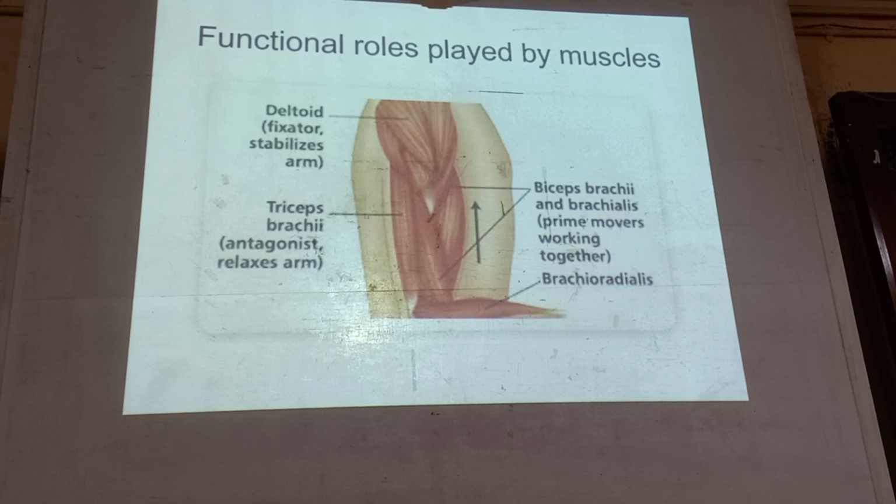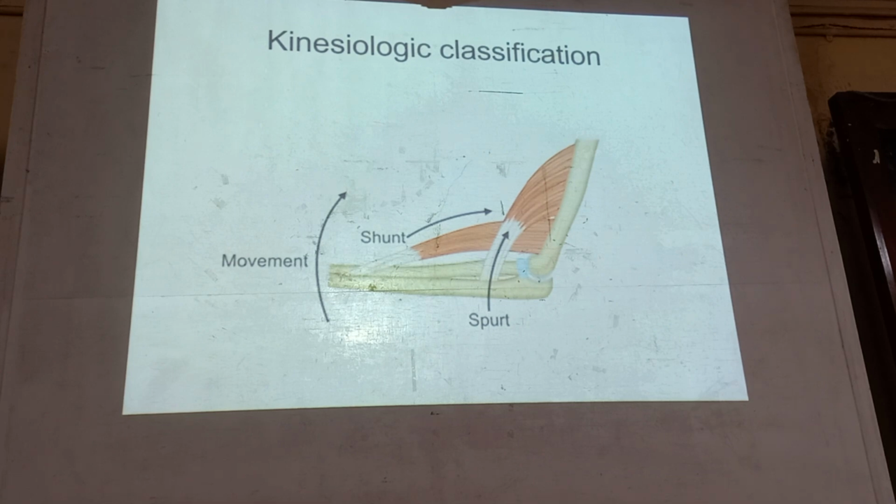This was about the roles which the muscles play. The next component that we are going to discuss is kinesiology. Look at the muscle which is arising from the arm. The right hand side inclined bone is the humerus, and the horizontal two bones are radius and ulna.